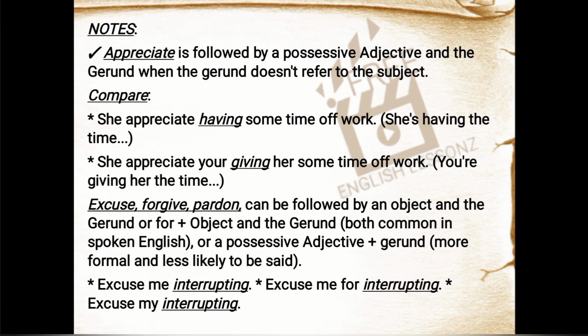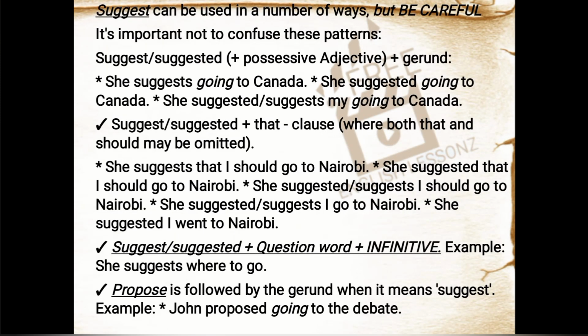Excuse, forgive, pardon can be followed by an object and the gerund, or for plus object and the gerund, both common in spoken English, or a possessive adjective plus gerund, more formal and less likely to be said. Examples: excuse me interrupting. Excuse me for interrupting. Excuse my interrupting. Suggest can be used in a number of ways, but it's important not to confuse these patterns. Suggest/suggested plus possessive adjective plus gerund.